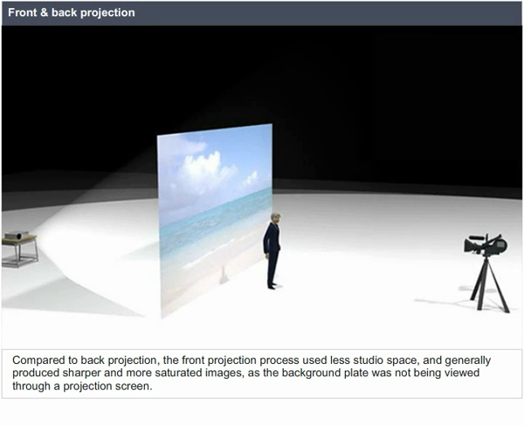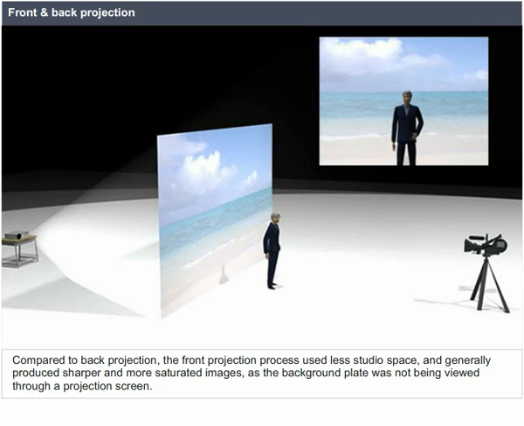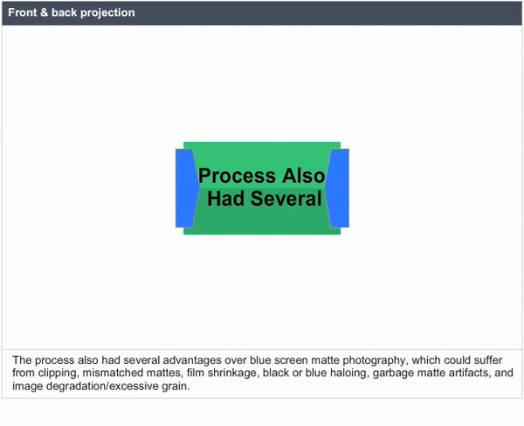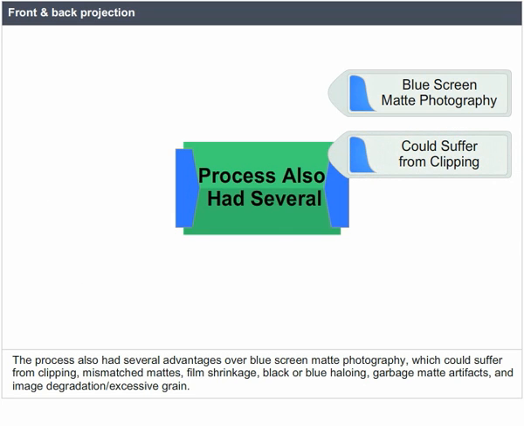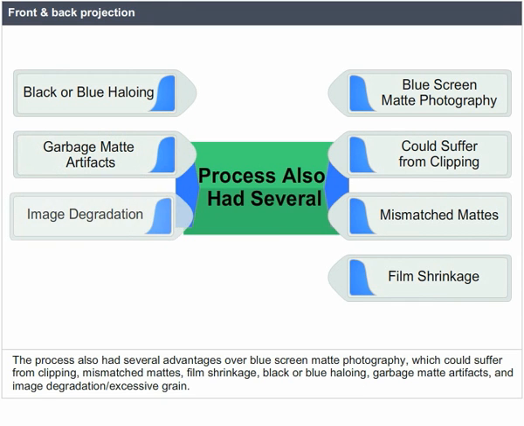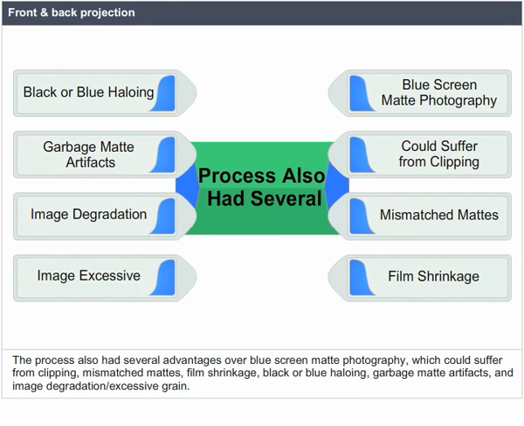Compared to back projection, the front projection process uses less studio space and generally produces sharper and more saturated images, as the background plate is not being viewed through a projection screen. The process also has several advantages over blue screen matte photography, which could suffer from clipping, mismatched mattes, film shrinkage, black or blue haloing, garbage matte artifacts, and image degradation and excessive grain.